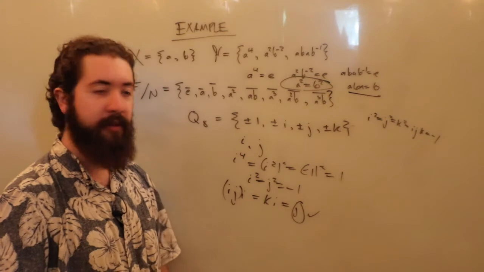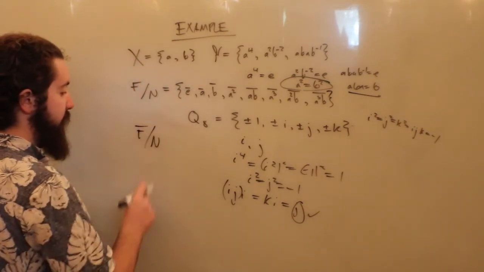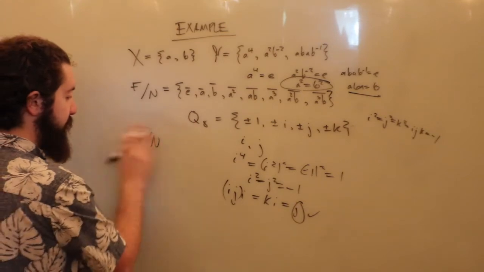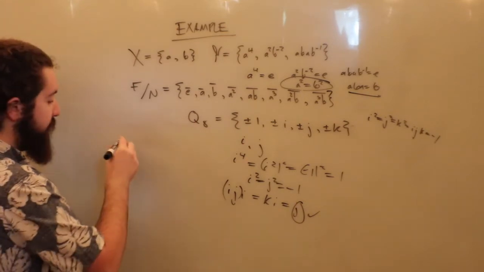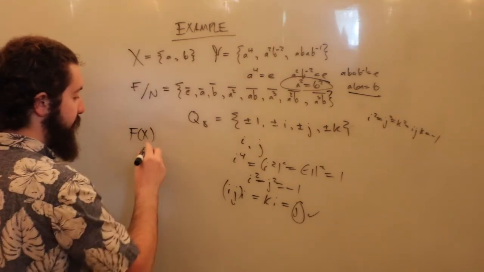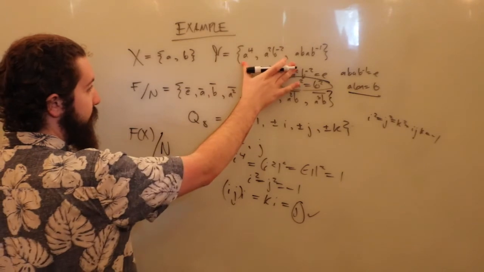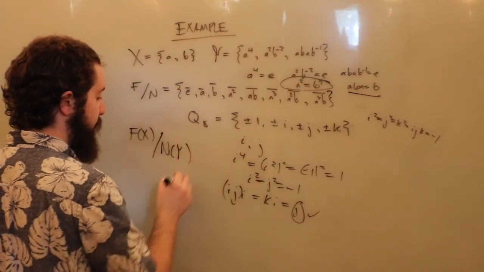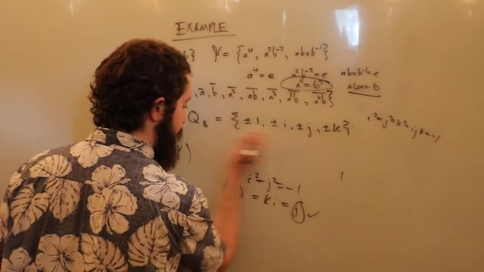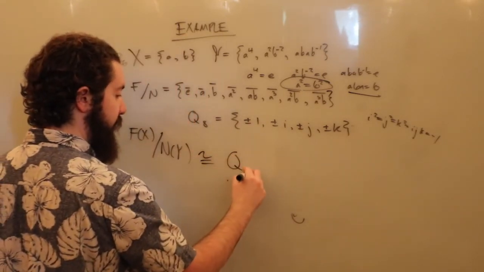So it does generate the whole group, and we see that F quotient N, where N is, of course, let me write it in a better way here. So F of X, the free group on X, this set of generators, quotiented by the normal subgroup generated by the relations Y, is isomorphic to Q8, the Quaternion group.